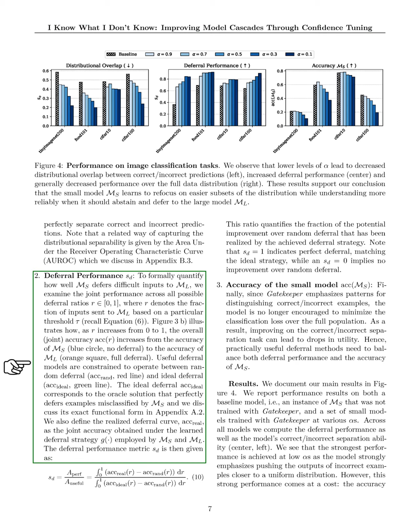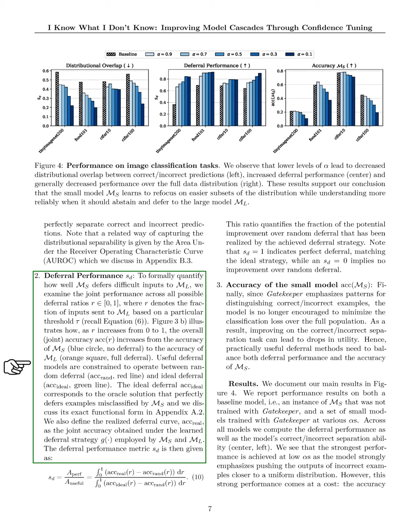We analyze performance across different deferral ratios, which represent the fraction of inputs sent to the large model based on a specific threshold. As we increase this ratio, we observe that the overall accuracy improves from the small model's accuracy to that of the large model. Effective deferral models should perform better than random deferral but not exceed the ideal deferral, which perfectly defers misclassified examples.